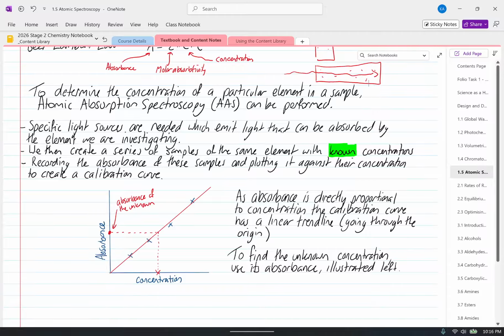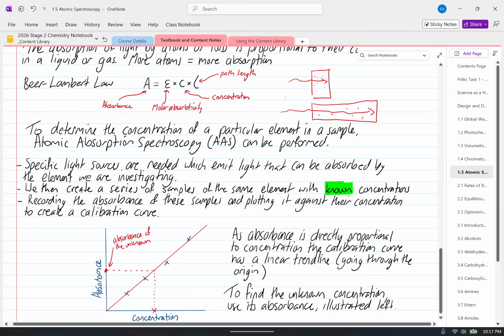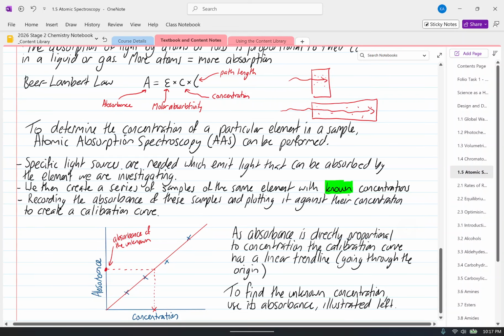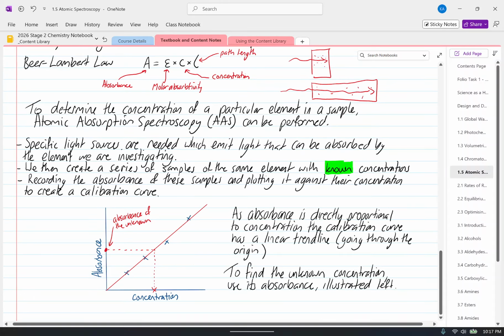So the next thing is, we don't really have a good way of dealing with this molar absorptivity. So what we can do instead is bypass that completely by doing a set of calibration curves. So with these calibrations, if we have a particular element that we're looking for, we want to know what the concentration of that element is in an unknown sample.